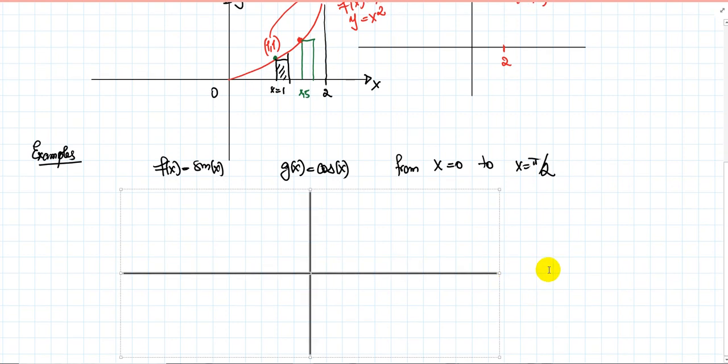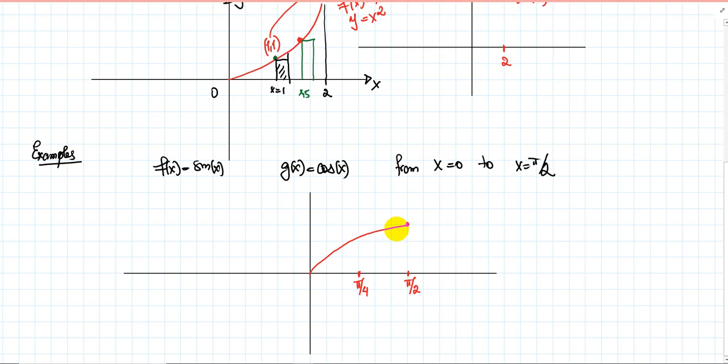Do you remember how the curve of the sine looks in the region between 0 and pi over 2? What is the sine of 0? It is 0, right? What is the sine of pi over 2? It is 1, right? So at pi over 2, the sine gives you 1, and it should look like this, roughly.